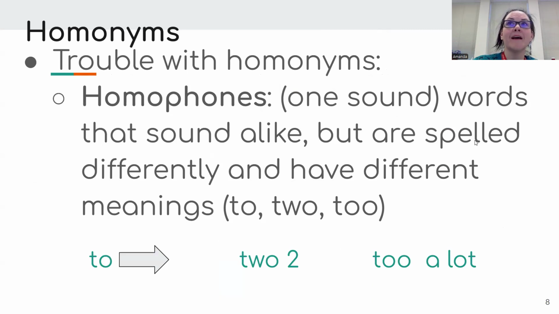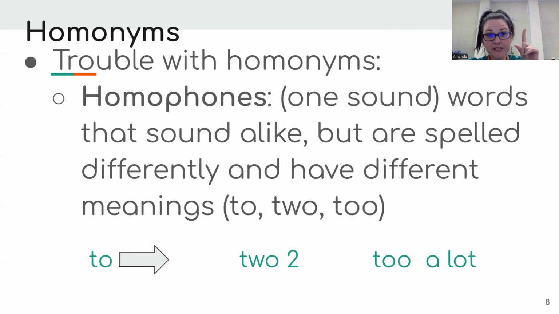One of the biggest trouble homonyms is the word homophone. Homophone means one sound. These are words that sound alike but are spelled differently and have different meanings. So the homophone two.